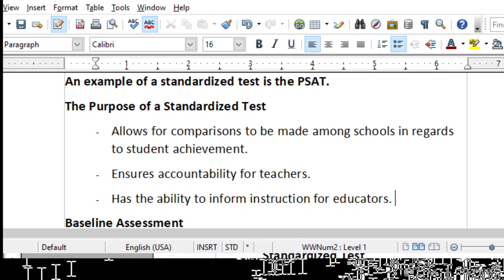Basically, I look at the test, I look at the scores, and if the majority of you are scoring low on a certain question, that means that I need to really keep reteaching that concept until you all get it.